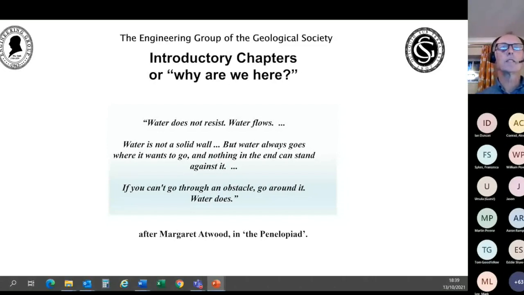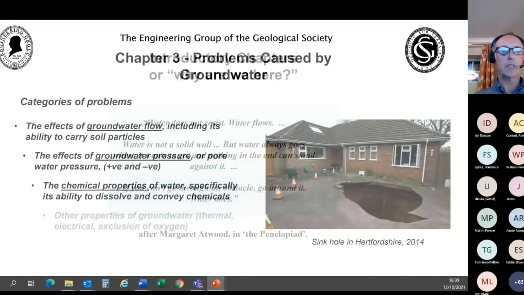Water does not resist, water flows. Water is not a solid wall, but water always goes where it wants to go, and nothing in the end can stand against it. If you can't go through an obstacle, go around it. Water does. And it's this propensity of water to go where it wants to go and do what it wants to do, which is key to many of the problems that we have in geotechnical engineering as a result of groundwater. Next slide, please.